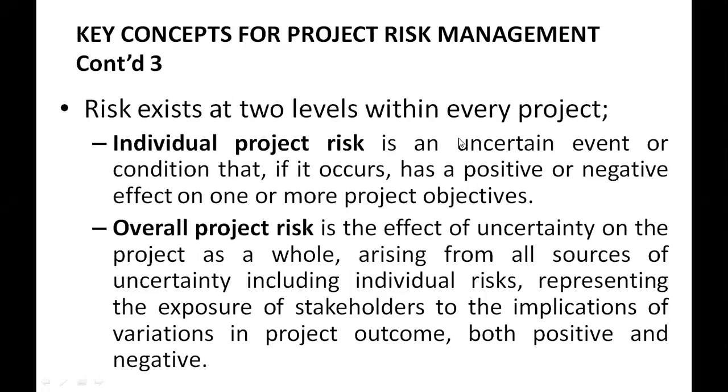So while individual risk is coming from just an event, overall project risk is coming from all sources of uncertainties. All sources of risk within the project, representing the exposure of stakeholders to the implications of the variations in project outcome, both positive and negative. So while individual risk looks at one event that can affect the project, overall risk looks at all sources that may affect the project.